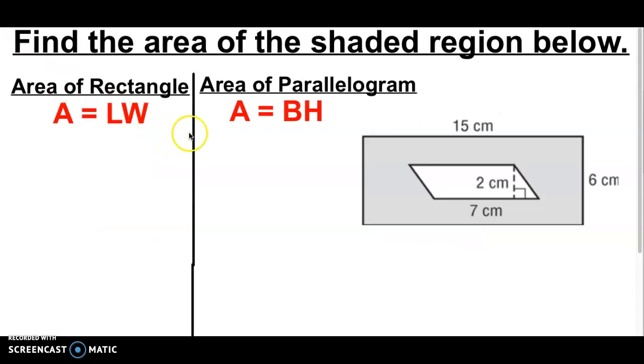Okay, the next one is to find the area of the shaded region. We have not done this before, but we will begin doing them now. In order to find the area of the shaded region, you need to find the area of the entire rectangle, as if it was all colored in, the area of this parallelogram, and then you subtract.